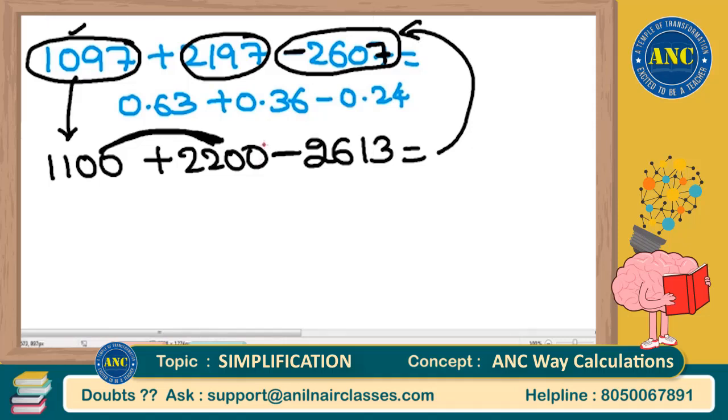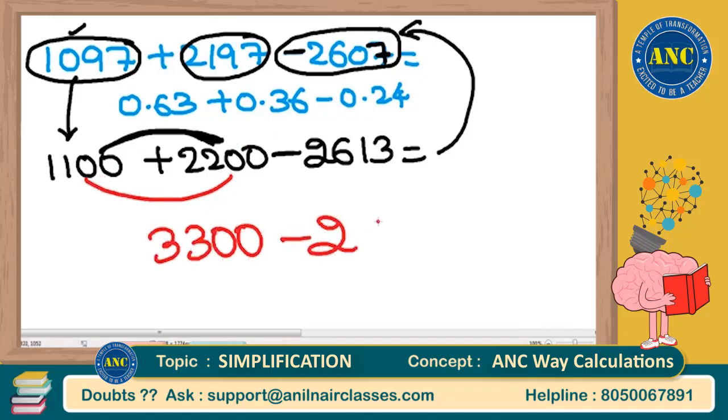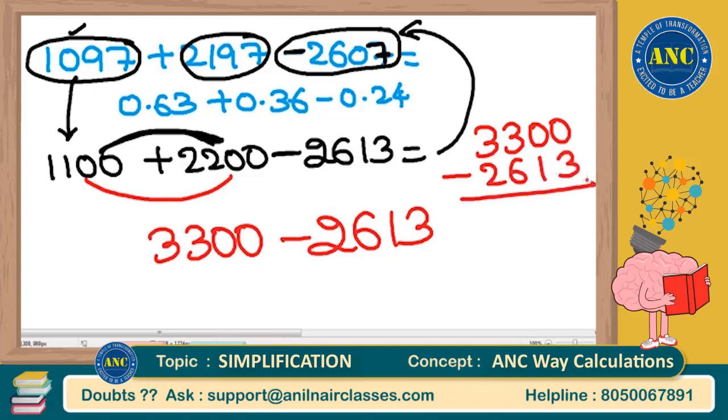Now Samir, what we did is 1100 plus 2200 is 3300. 3300 minus 2613. Can I say it like this, Samir? I am just writing for your understanding. I am doing like this, right?